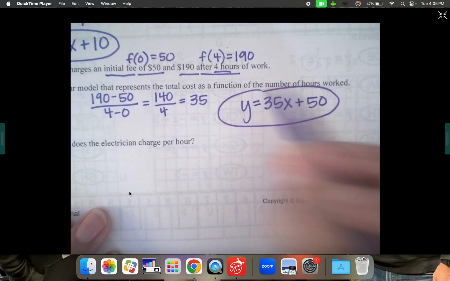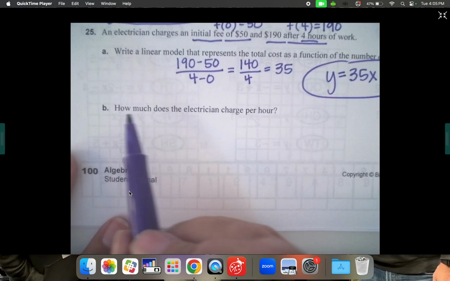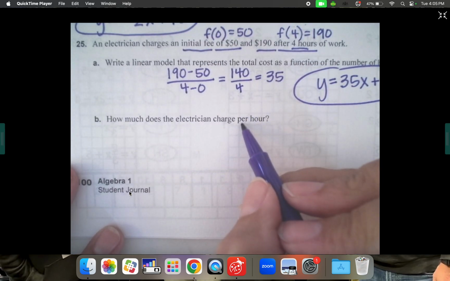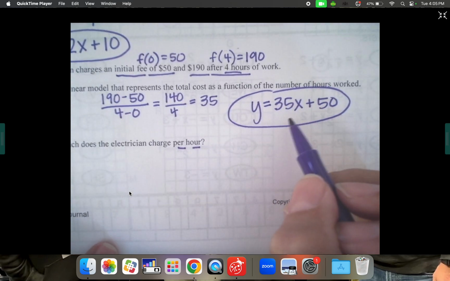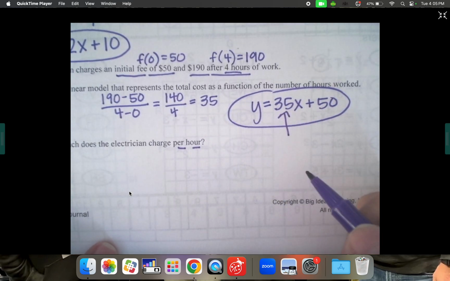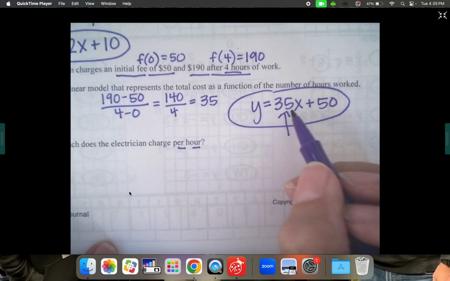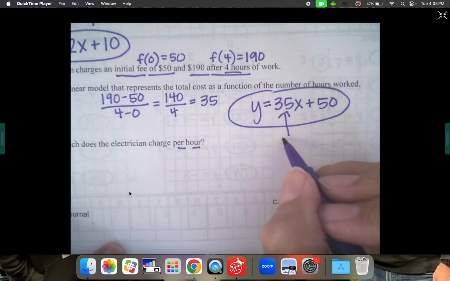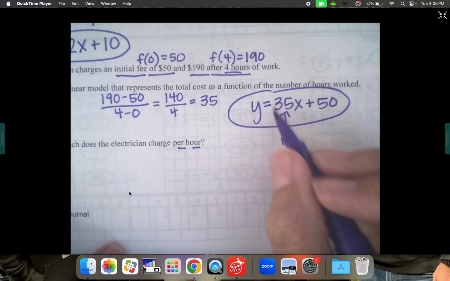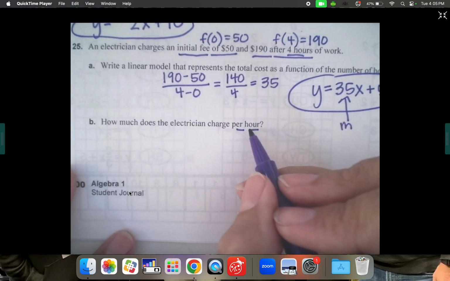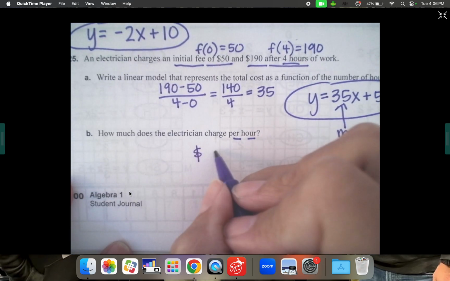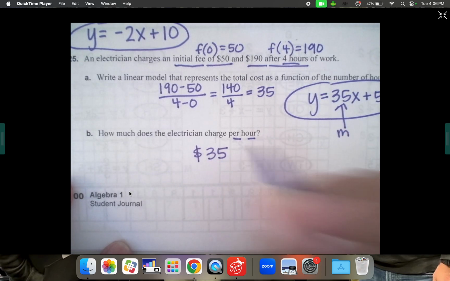Okay, then it goes on one step further and says, how much does that mean the electrician charges per hour? Well, per hour is our rate. That's our slope. It's not the initial amount. It's how much per whatever it changes. So this is our slope. It's our $35 per hour. So per hour, he must be charging $35. There you go.